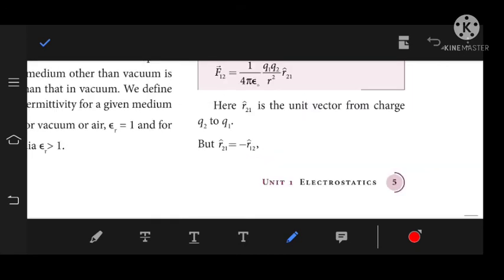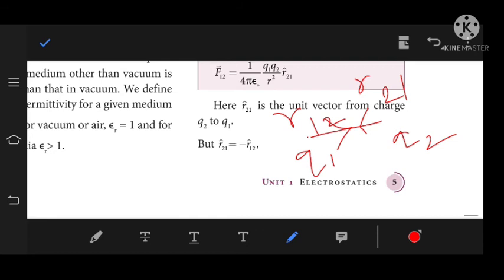The next is, as I said, if the charges are placed in this portion, Q1 here and Q2 here, the direction of R12 is this, and R21 is what? This. So we can say R12 and R21 are in opposite directions. But the value of the cap, the unit vector, is 1. Unit vector means the magnitude of the vector is 1, but it gives the direction. So R21 is opposite to that of R12. So here we have a negative sign.